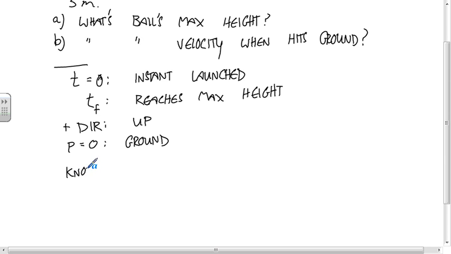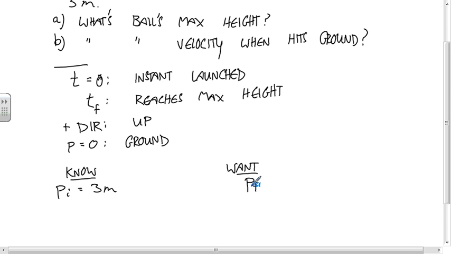Now let's list out what we know and what we want. Do we know the initial position? What is that? +3, yep. The ground is 0, and it's 3 meters from 0 in the positive direction, so it has to be plus 3. Do we know P final? Nope, that's what we're trying to find.